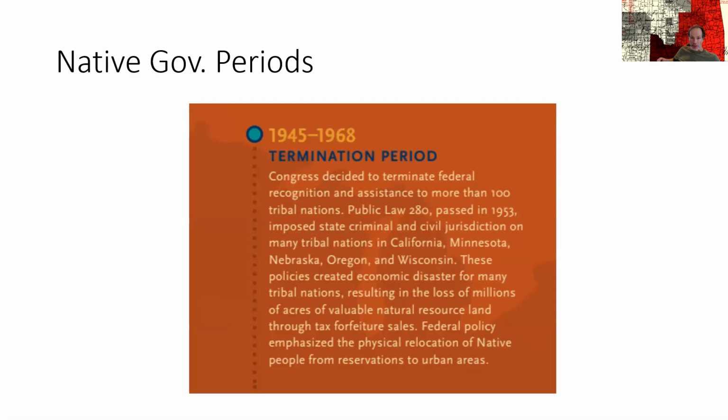Then we have the termination period, which is generally not good. Congress terminates the recognition of lots of tribes, over 100 tribes. It lets state governments impose criminal and civil jurisdiction in some states, and that's not what we have today, for the most part. So this was generally not a good period for a lot of tribal nations: loss of land, resources, and relocation of tribal communities. This was seen as not a good period.